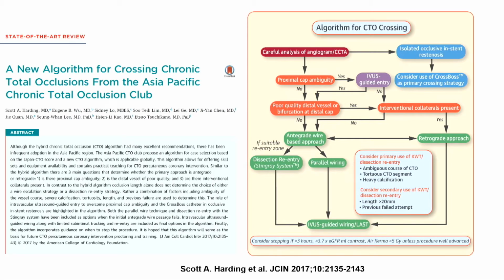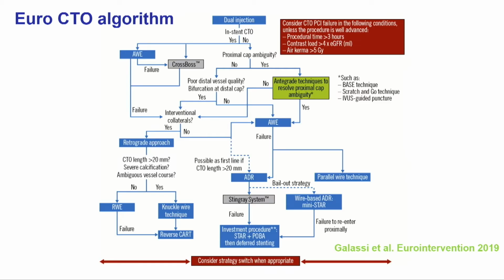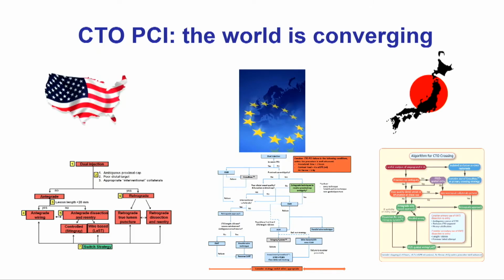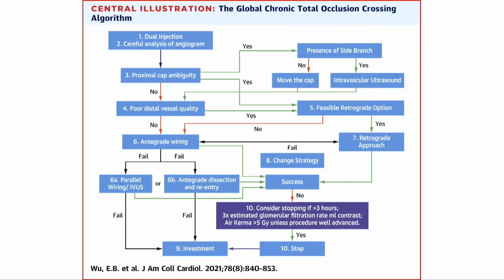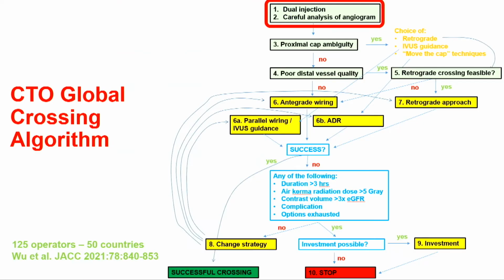This evolved later on. There was the Asia Pacific algorithm, which is very similar, adds parallel wiring and IVUS-guided puncture of the proximal cap, and very similar for the Euro CTO club as well. Essentially the basic tenets are the same. So based on this, there was an effort a couple of years ago to try to merge all of them into one algorithm that can be globally accepted as a blueprint, having, of course, differences in the local parts. This is the so-called global CTO crossing algorithm. It's in JACC, and this is a summary. These are 10 steps that I think do have a broad appeal.